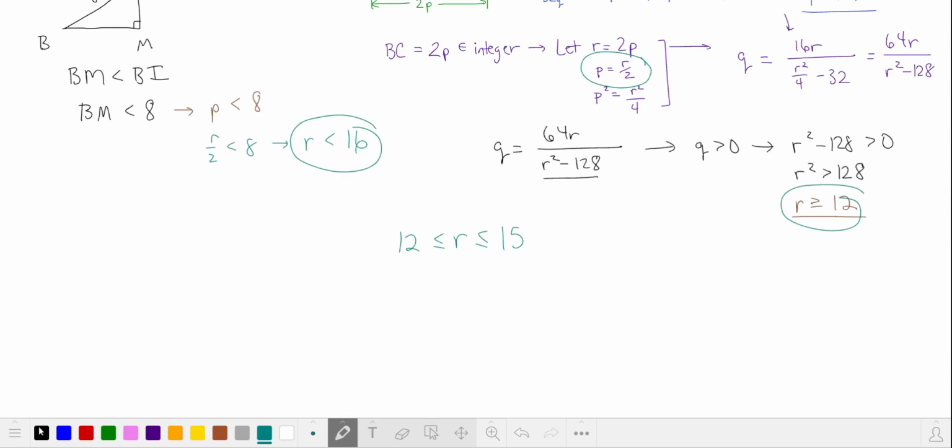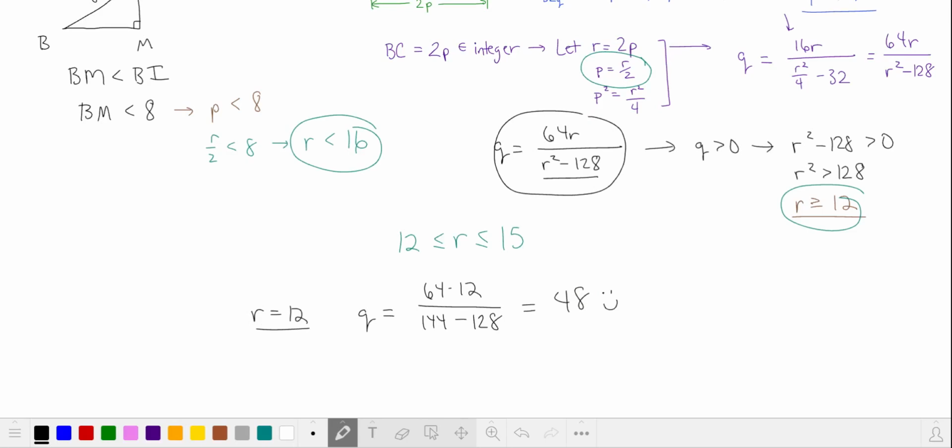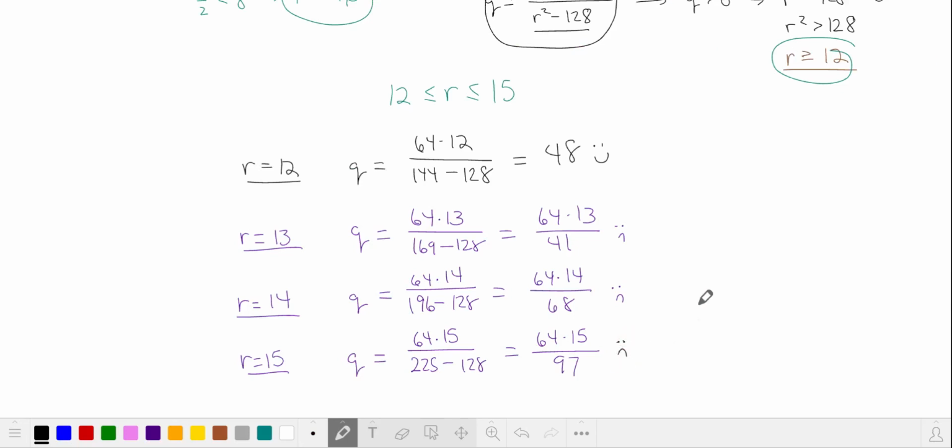So we can try these values of R and see which gives us an integer value of Q. We'll start with the smallest value of R, which is 12. Solving for Q with this equation, we get an integer. Since we're asked to minimize the perimeter, we could stop here, or we can check the remaining values of R. And in fact, when we do so, we don't get any other integer perimeters.